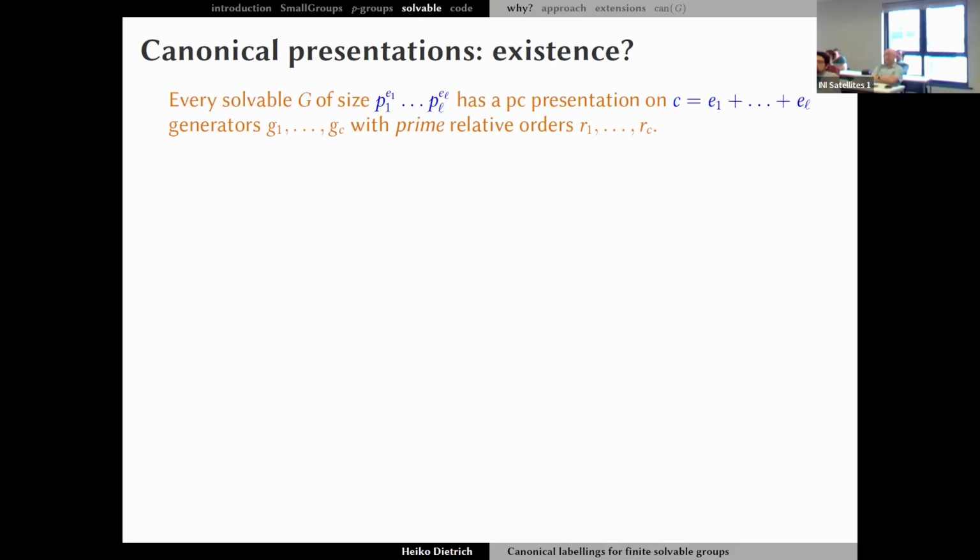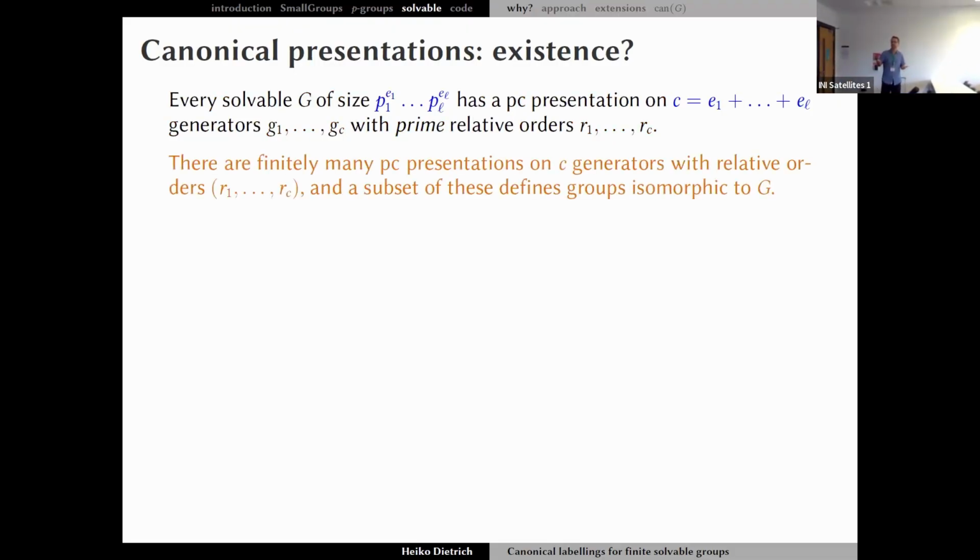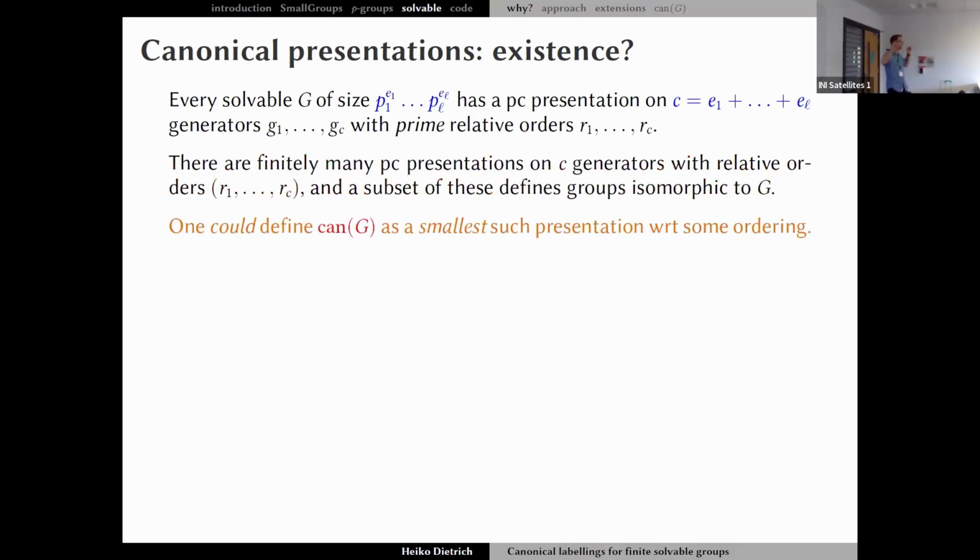If you have a solvable group of this prime power factorized order, then there is a polycyclic presentation that has the sum of exponents many generators, and all the relative orders are primes. There are only finitely many polycyclic presentations with this many generators and these relative orders. So you can just write down all polycyclic presentations, a subset of those defining groups that you started with. So you could just pick the one that's smallest in some sense. And it's a trivial observation, really.